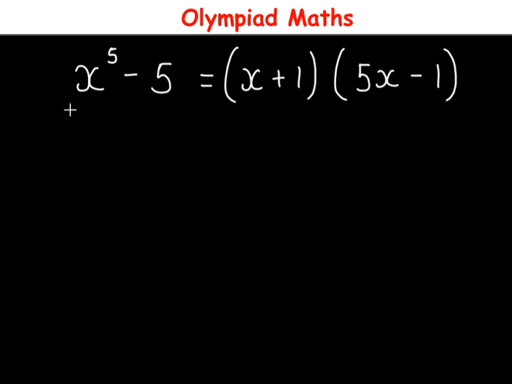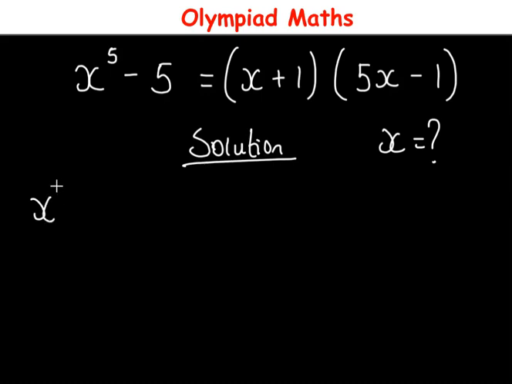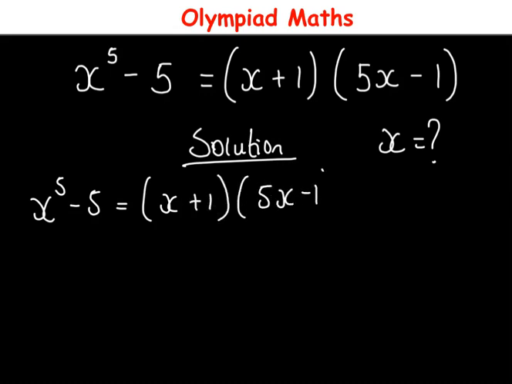So we have x^5 - 5 = (x + 1)(5x - 1). To solve for the value of x, the question is x^5 - 5 is equal to (x + 1) multiplied by (5x - 1).